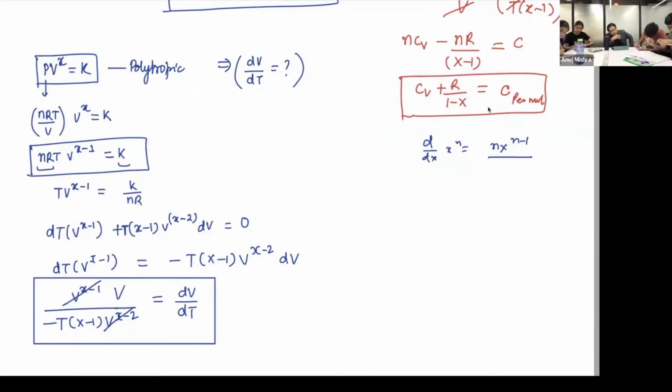Leave the whole thing, leave the space, make a fresh start. Write down the question, find out C for polytropic case and do the derivation complete. Find out C for polytropic case.